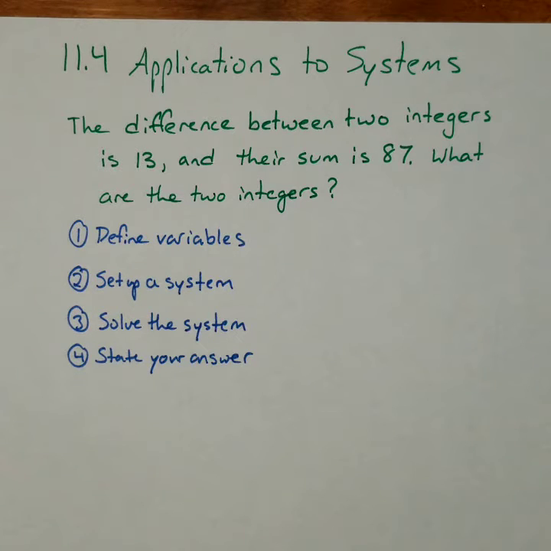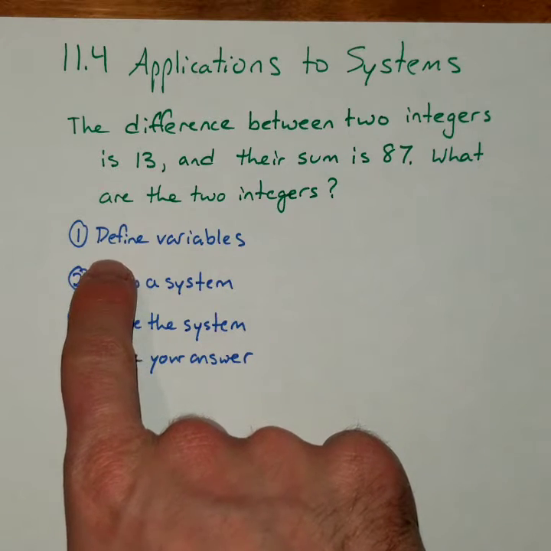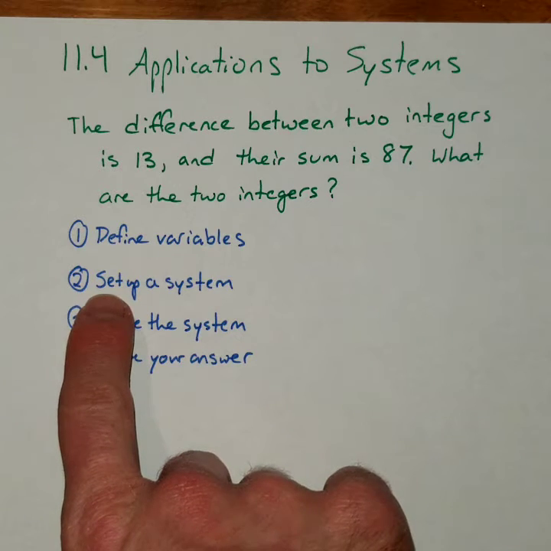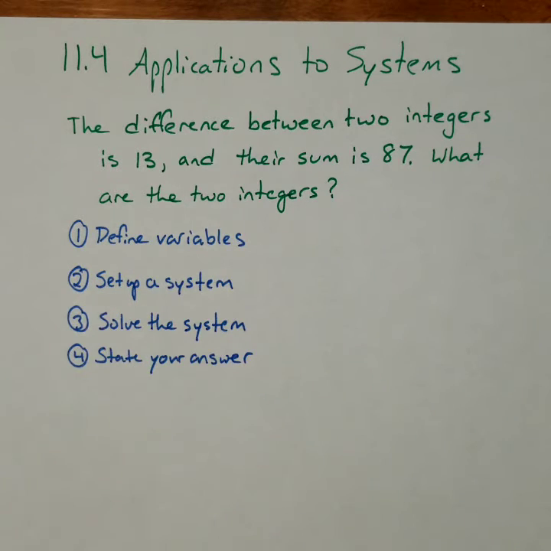And there's really, I think, a four-step process to solving these types of problems. One is that you need to define your variables. You need to know what your x and your y is. Second is you need to set up your system. Once you know what your variables are, you can set up a system of equations. That's two equations that you can then solve. Step 3 is to then solve that system, find the value for x and y or whatever your variables are, and then finally state your answer.